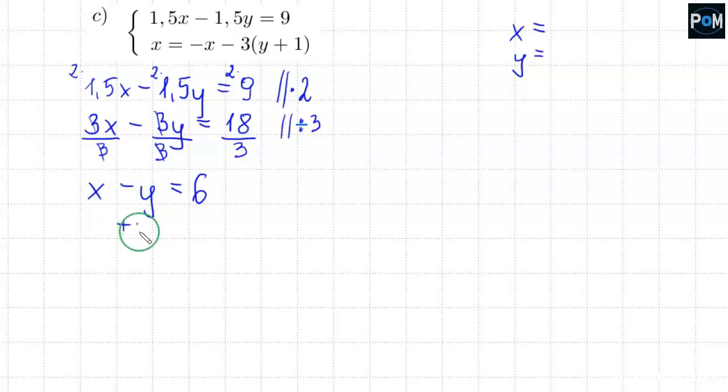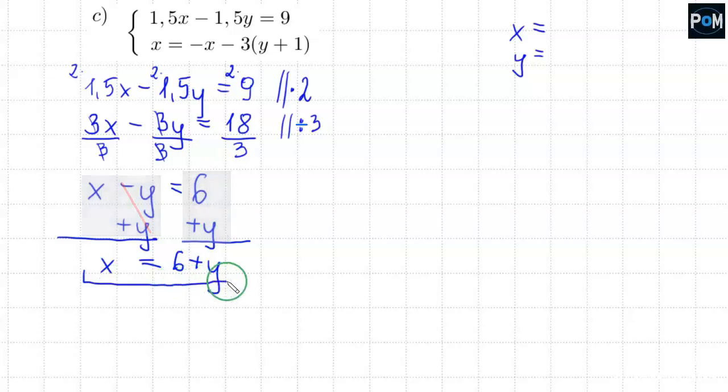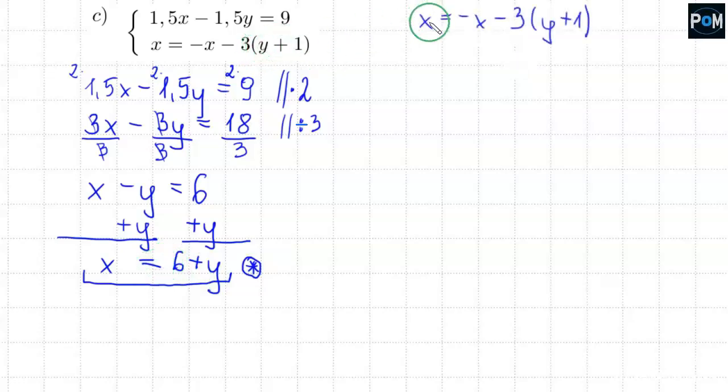We add y to both sides. Here the y's cancel out, leaving only x, and here we have 6 plus y. That's a nice equation. I underline it and mark it with a star, because I'm definitely going to use it again. Now I still have to deal with this lower equation. Here it is like this. First of all, we don't want parentheses, so I do this.